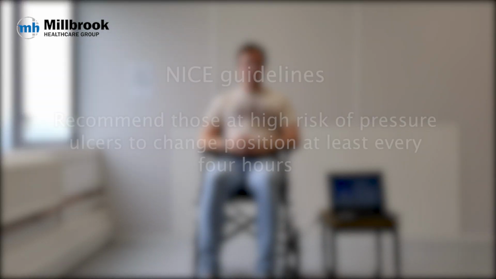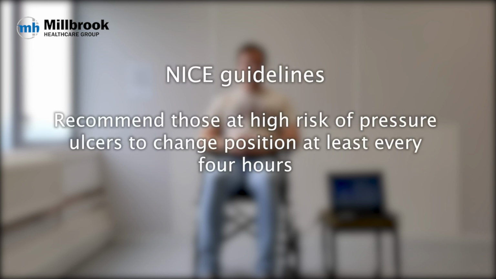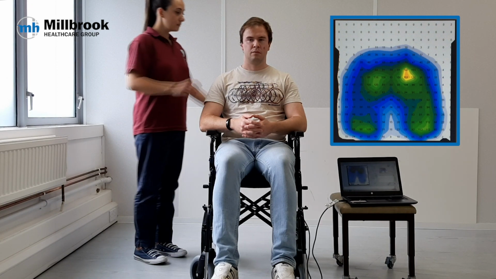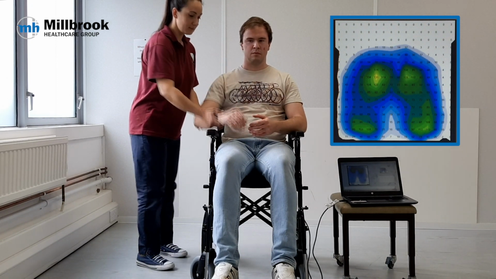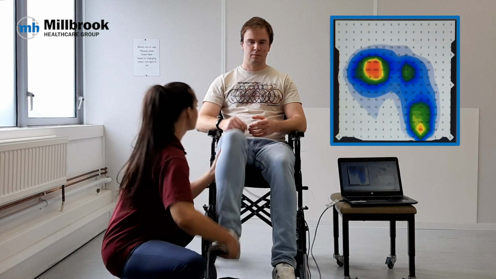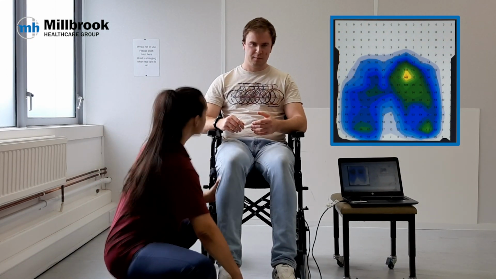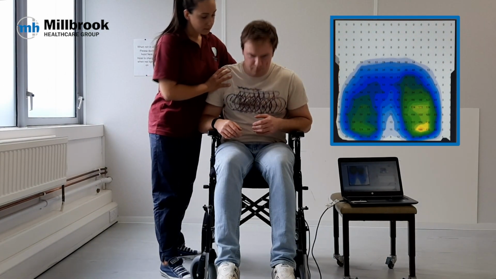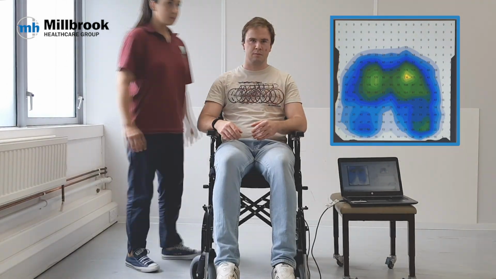The NICE guidelines recommend that if you are at high risk of developing pressure ulcers, to change your position at least every 4 hours. You may be advised to sit for less time, as any pressure ulcer prevention plan needs to be based on an individual risk assessment, taking many factors into account. If a person has limited movement, they may need to have assistance to change position from someone else, including lifting arms or legs, or helping them to lean forwards. As you can see, even small movements can change the distribution of pressure.